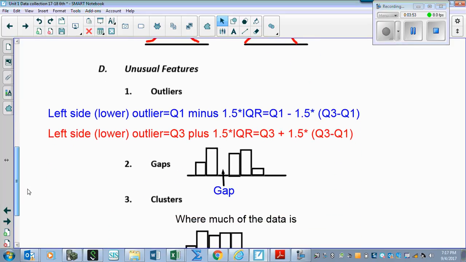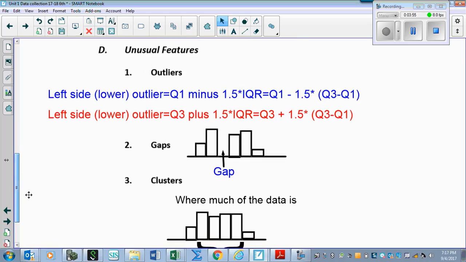And then the U in CUSS, the unusual features. I'll just briefly talk about this. The outliers, it's actually a formula. The formula for a left side or lower outlier is Q1, the left side of the box in a box and whisker chart, minus 1.5 IQRs, and an IQR is Q3 minus Q1, in other words, the width of the box in a box and whisker plot. So Q1 minus 1.5 times (Q3 minus Q1). That's a left side outlier.